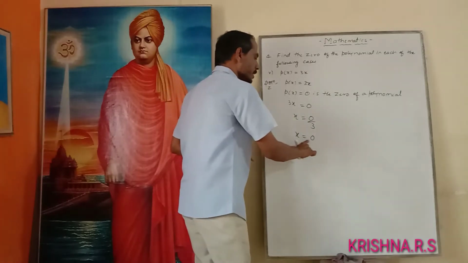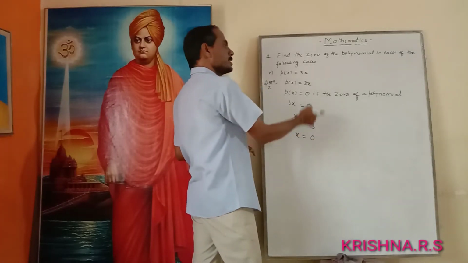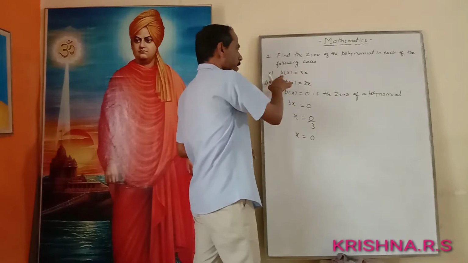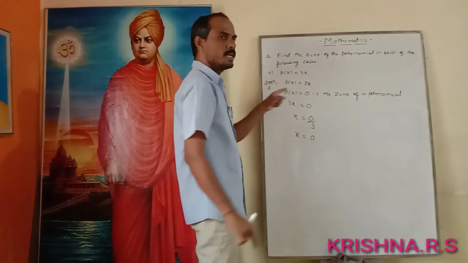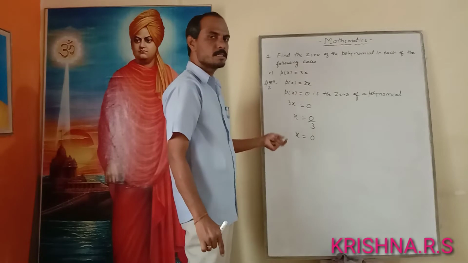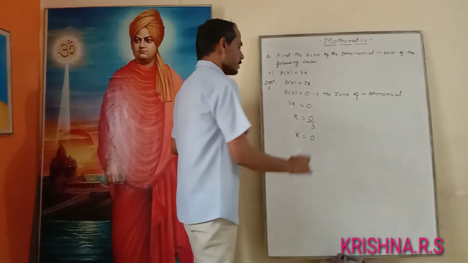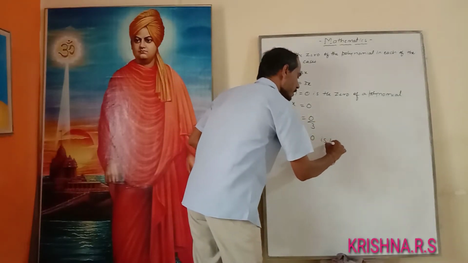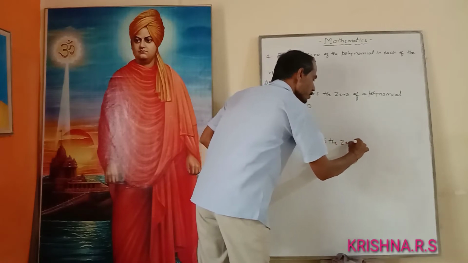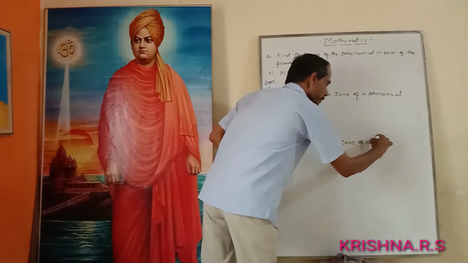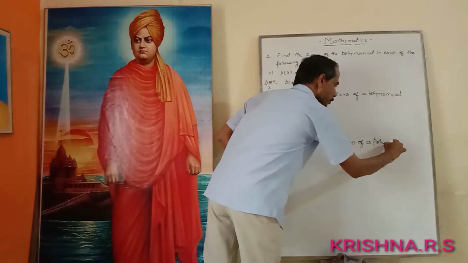Then x is equals to what is obtained? 0. If x is equals to 0, you obtain P of 0 is equals to 3 into 0, which is 0. Means the value becomes 0. Okay. Is the 0 of a polynomial.